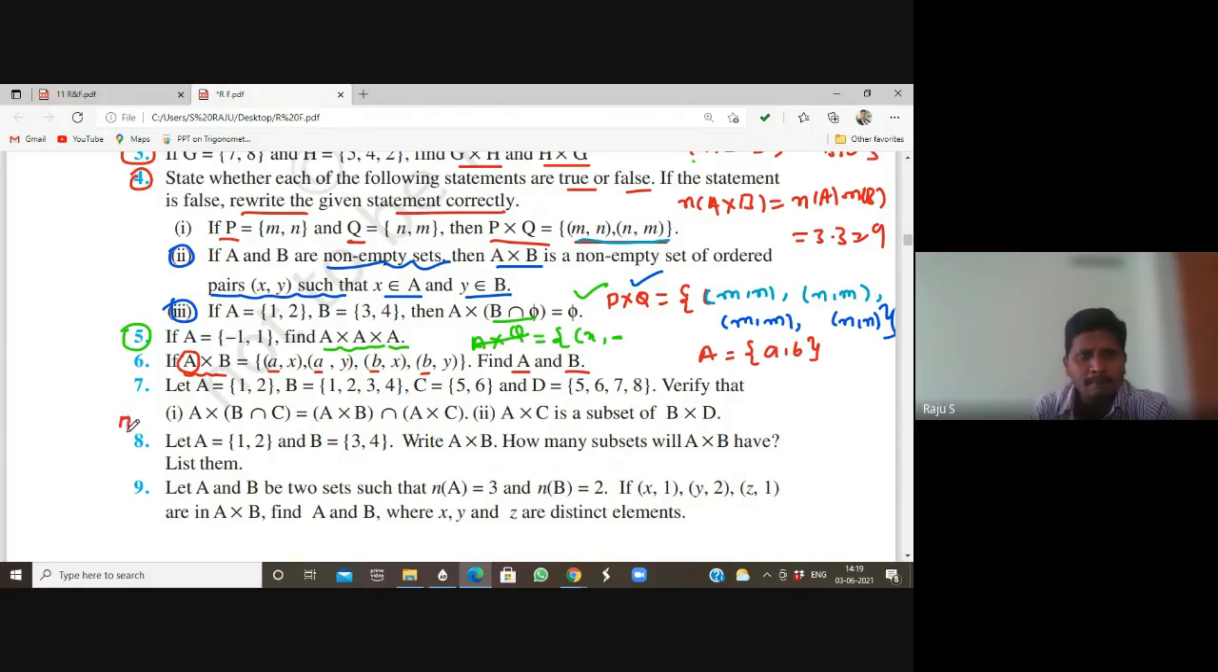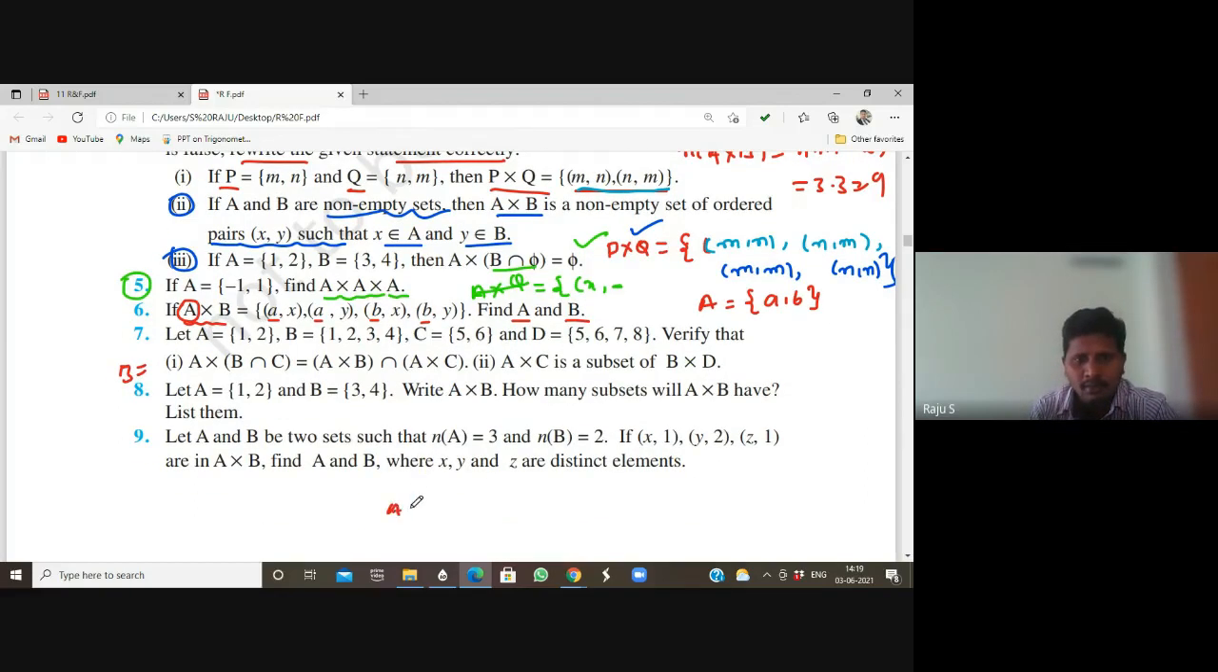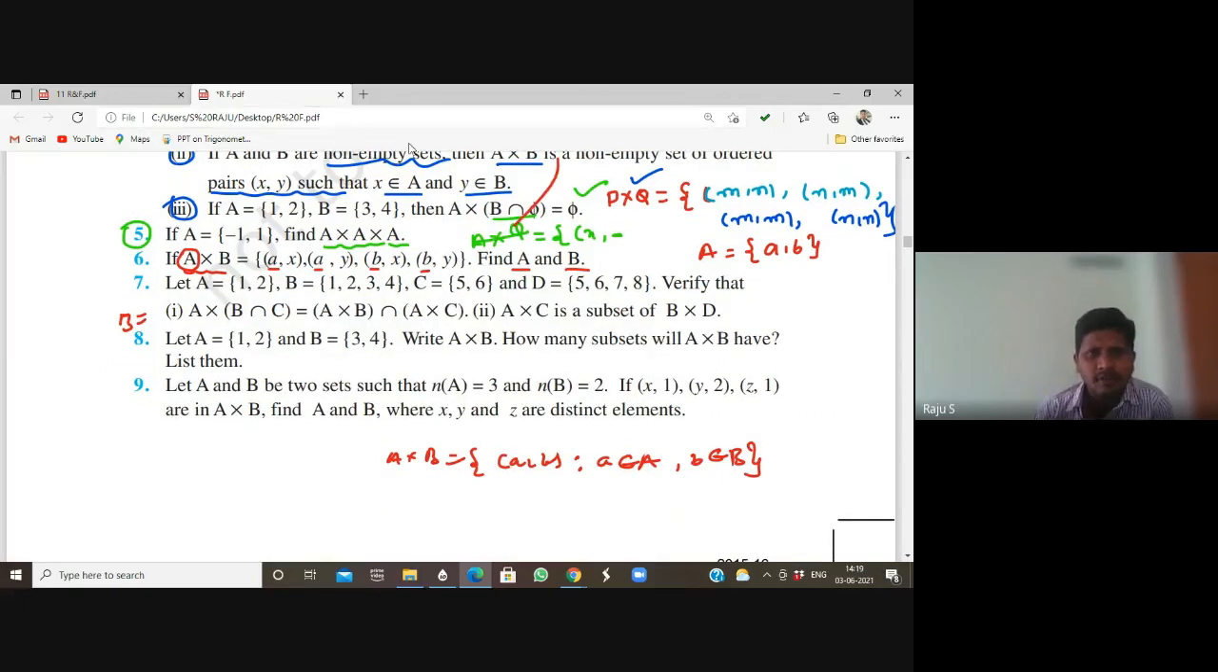So what about capital B? X comma Y. So here, we know the Cartesian product A cross B is written such that the first component belongs to capital A and the second component belongs to capital B. The set of all first components belongs to capital A and the set of all second components belongs to capital B. The same way here, the first components are a, b and the second components we will write directly. Okay, fine.